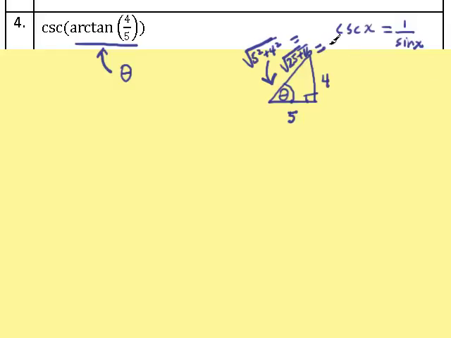So we have the square root of 41 for the hypotenuse. So the cosecant of theta is opposite over hypotenuse, so that would be 4 over the square root of 41.